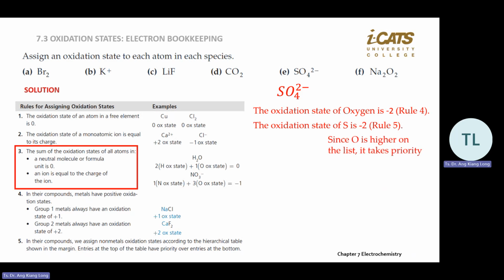So again, that's why I put a note here. Since oxygen is higher in the list, it takes priority. What does it mean? You see here, you write the oxidation state equation: bracket S oxidation state, close bracket, plus 4 bracket oxygen oxidation state, equal -2. Don't write 2 negative. It's -2 because you're calculating oxidation state.